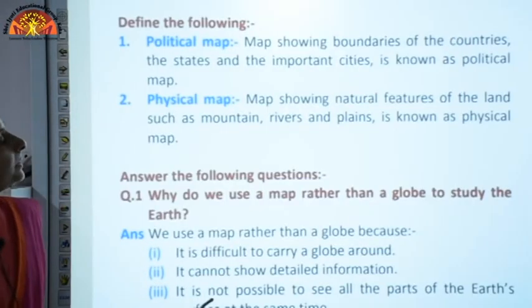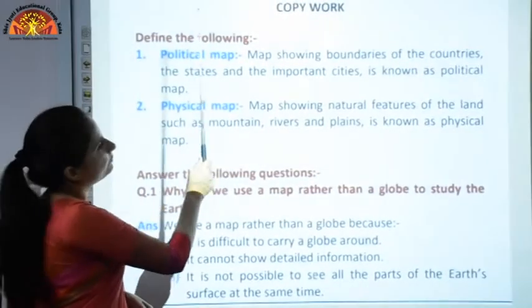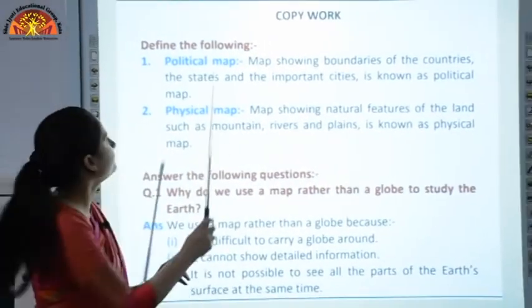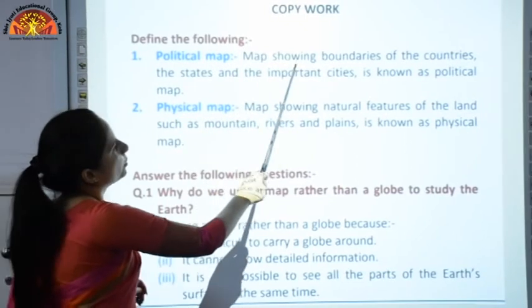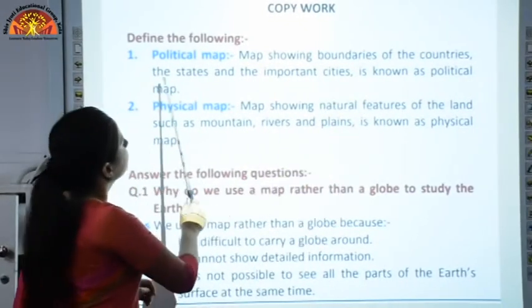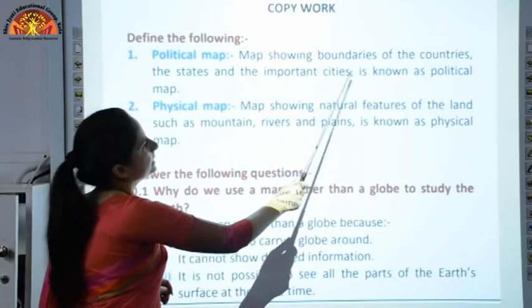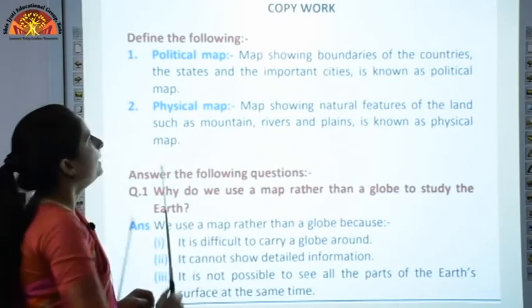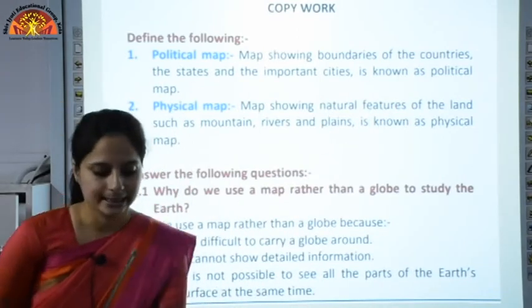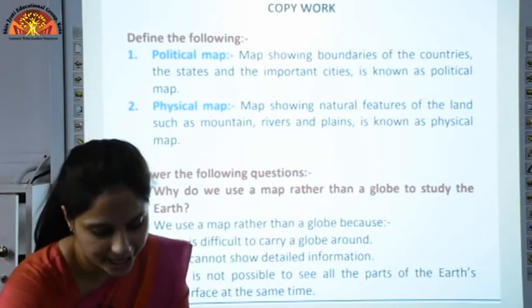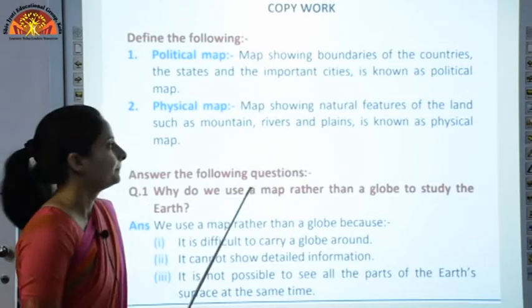Now I will discuss the copy work with you all. Define the following. You read about the two kinds of maps. Political map: a map showing boundaries of the countries, the states and the important cities is known as a political map. You can also underline it in your books. It is given on page number 10.